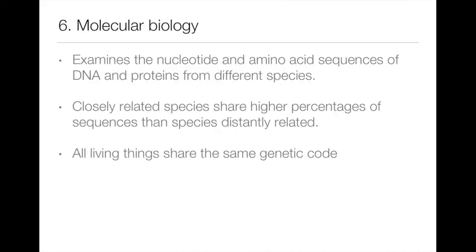And last but not least, we've got molecular biology. It examines the nucleotide and amino acid sequences of DNA and proteins from different species. Closely related species share higher percentages of sequences than species distantly related. In addition, all living things share the same genetic code. This data strongly favors evolution of different species through modification of ancestral genetic information. For instance, more than 98% of the nucleotide sequence in humans and chimpanzees are identical.